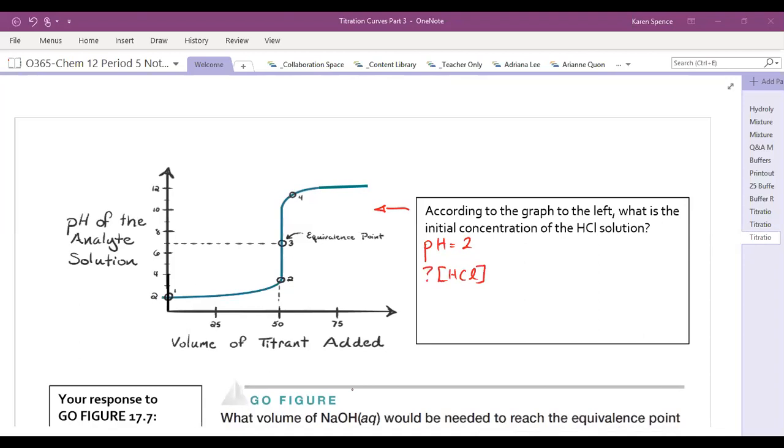And so that's going to equal, because it's a strong acid, our hydrogen ion concentration. Okay, let's see, HCl, H plus, what am I looking for? Right, 10 to the negative pH. So if you needed to figure out the initial concentration of the H plus, that is how you would do it. Excellent.